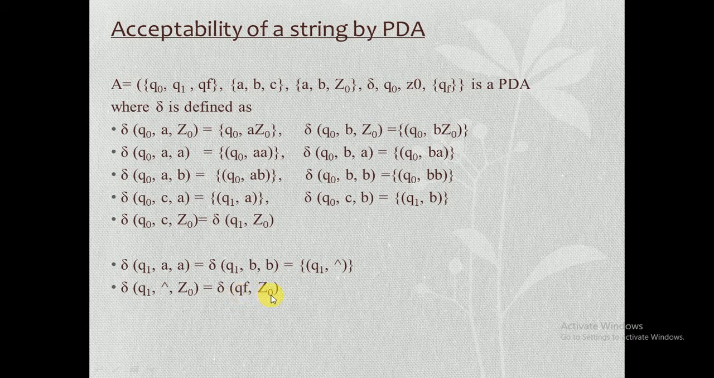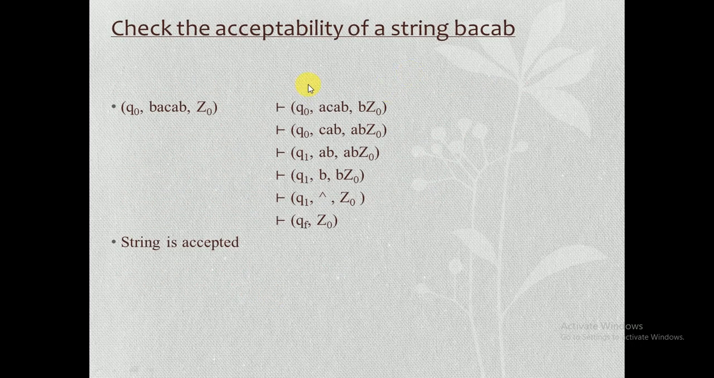So let's begin with the first example of acceptability. Check the acceptability of the string BACAB. So first of all, you need to represent it with the help of ID. So Q naught, X. So instead of X, you have the input string, Z naught.